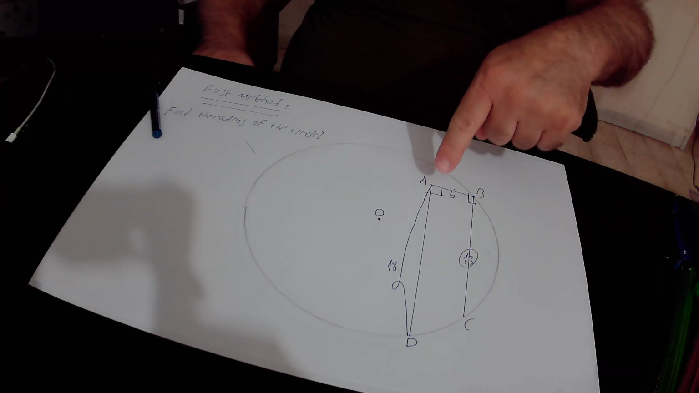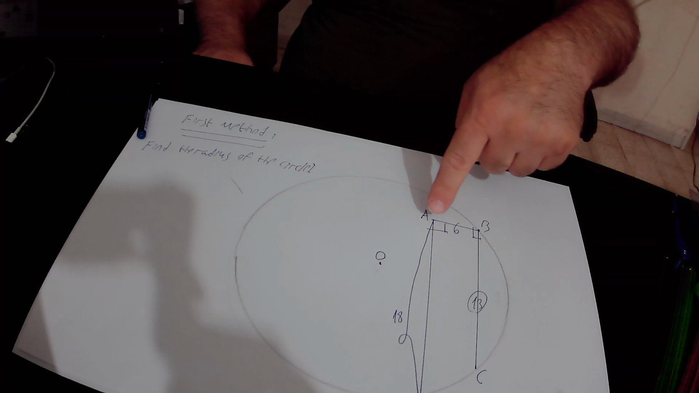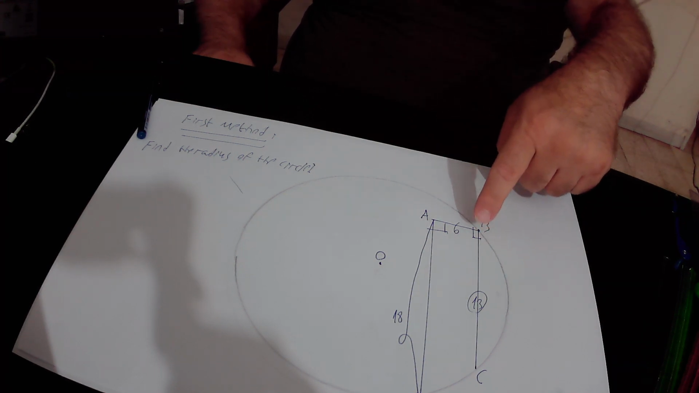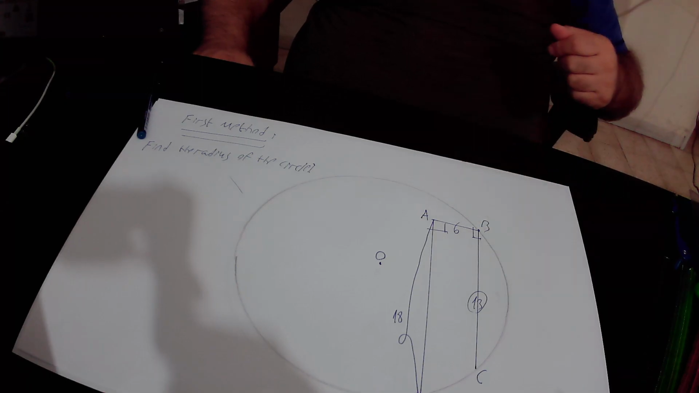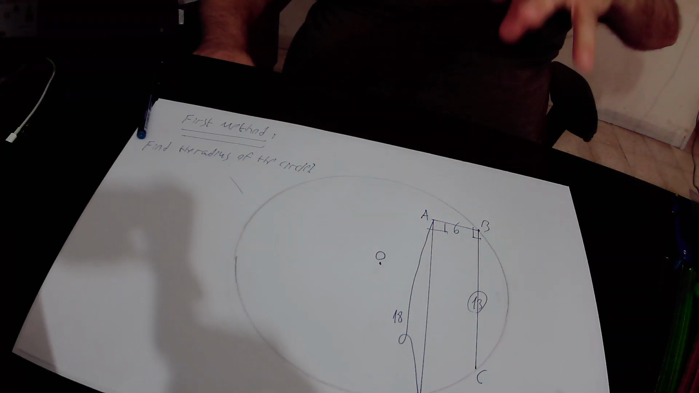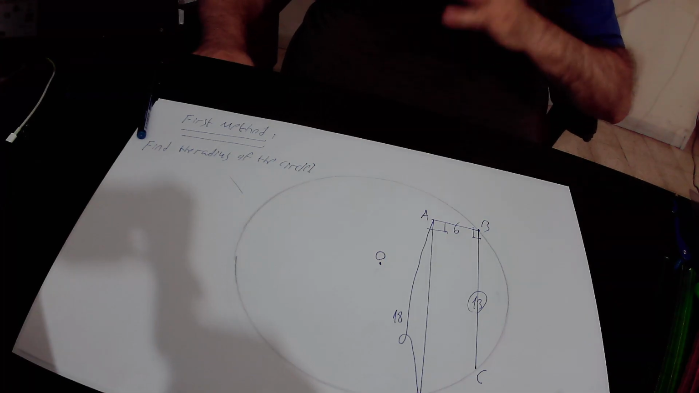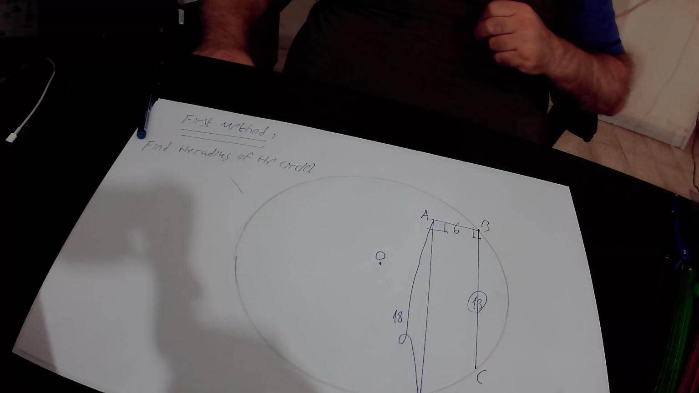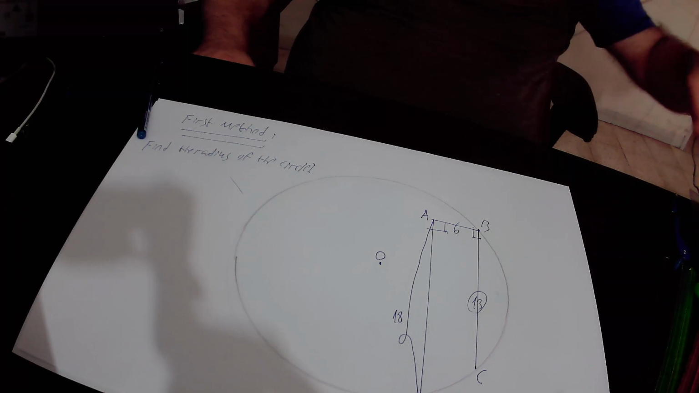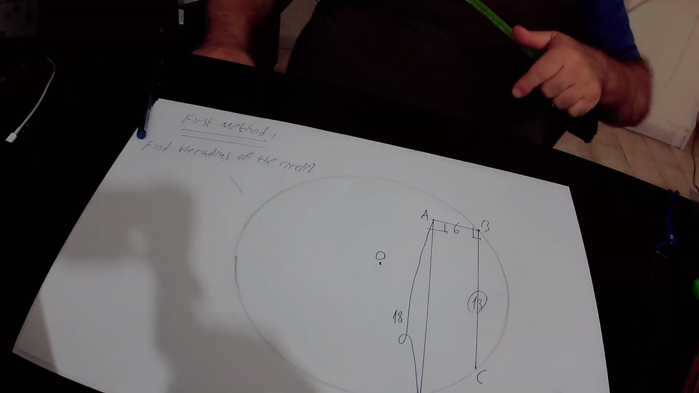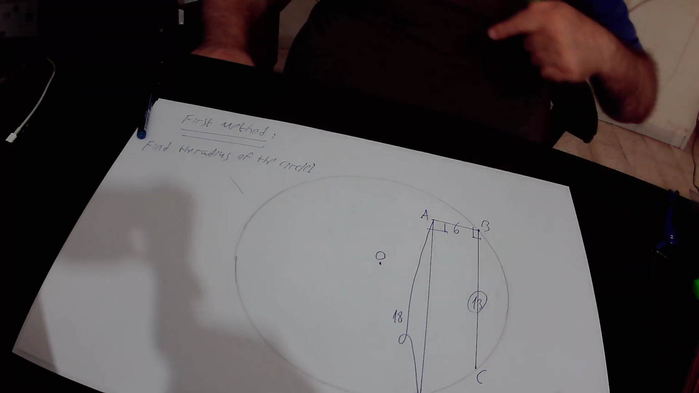This angle BAD equals 90 degrees, and this angle ABC equals 90 degrees also. Our mission is to find out the radius of this circle. So we'll start with the first method. In the first method we will make a construction. From the point C we go perpendicular on AD.